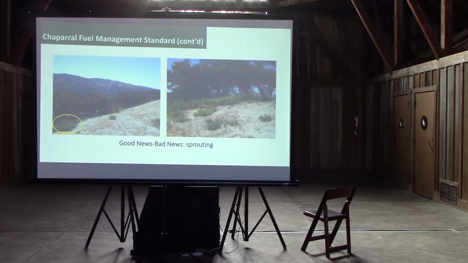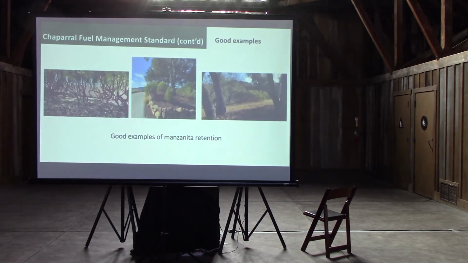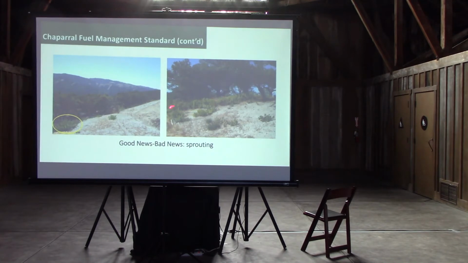So the good news is a lot of these manzanitas and other plants sprout. And that's good because you want soil retention and reduced erosion, slope stability, and all that good stuff. But the bad news is you're going to have to retreat it because they sprout. So it's a good news, bad news circumstance.